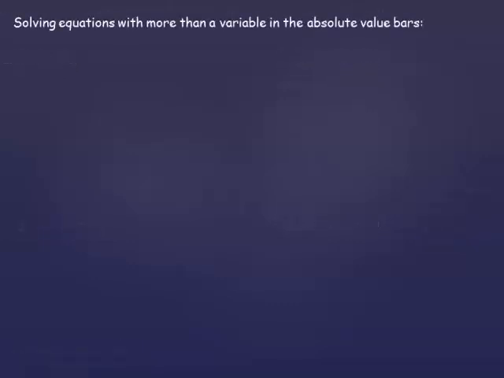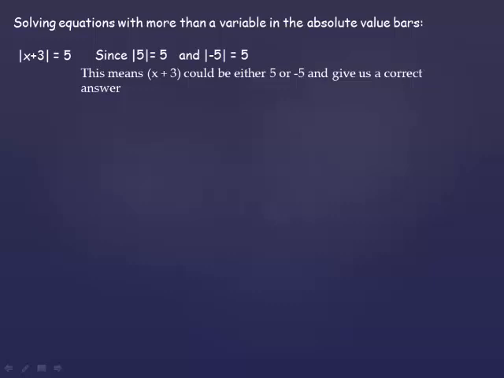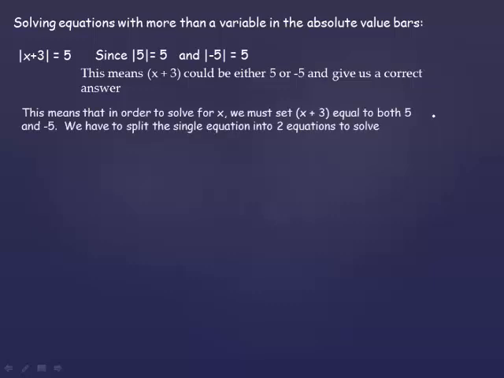If we have more than a variable inside the absolute value bars, for example, the absolute value of x plus 3 is equal to 5. Again, because the absolute value of 5 is equal to 5 and the absolute value of negative 5 is equal to 5, that means that x plus 3 can be either 5 or negative 5 and give us a correct answer. Whatever is inside the absolute value bars will equal 5 or negative 5. So in order to solve for x, we have to take x plus 3 and we have to set it equal to both 5 and negative 5. We have to split the equation.